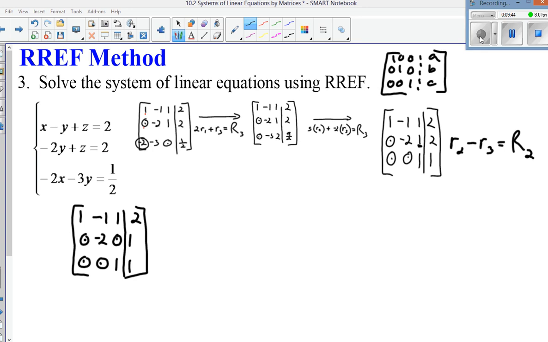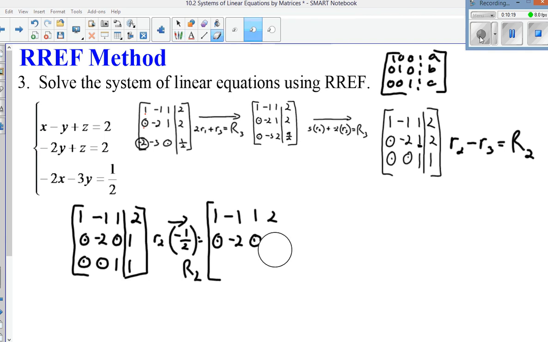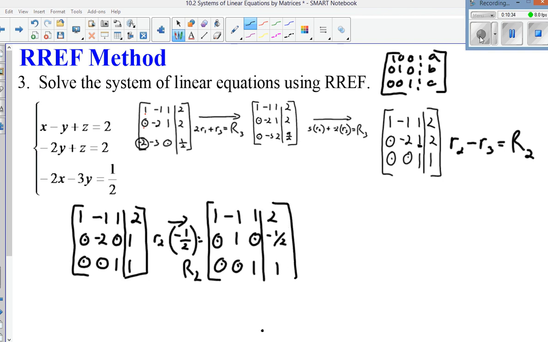So the only thing I have left to do is multiply this one, my R2. If I multiply that by negative 1/2, that whole row, I'm going to go ahead and see that I get one step closer to my reduced row echelon. And this is just going to be equal to my R2. I'm not going to add it or subtract it to anything. So I'm at 1, -1, 1, 2. And I'm going to be 0, -2, 0. Oh, that's the one that's changing. So that's going to be 1, 0, -1/2, 0, 0, 1, 1. And I've reduced rows 2 and 3.